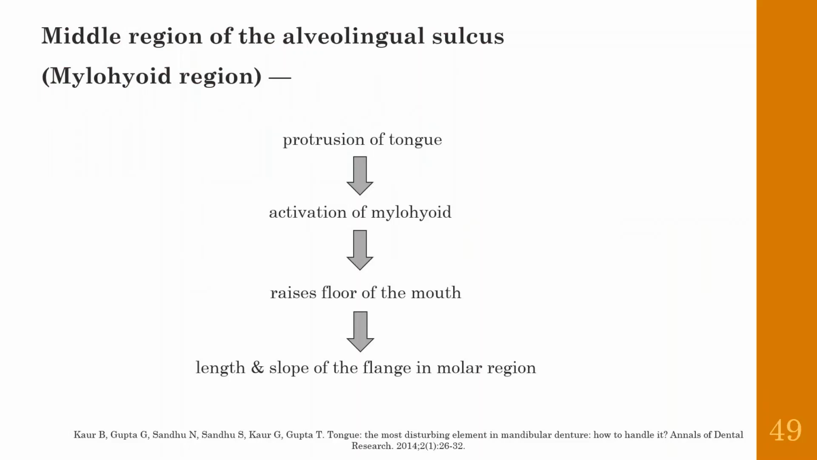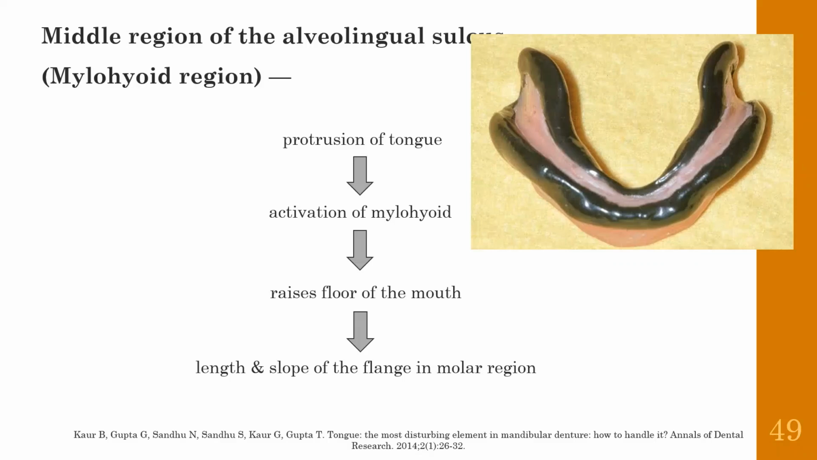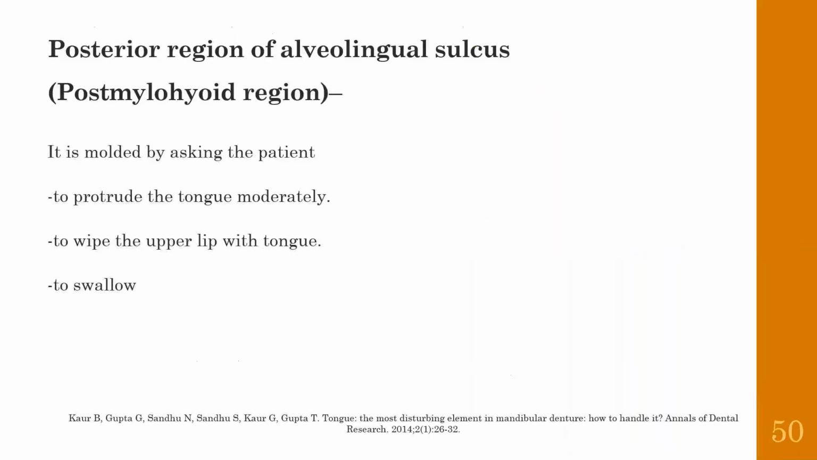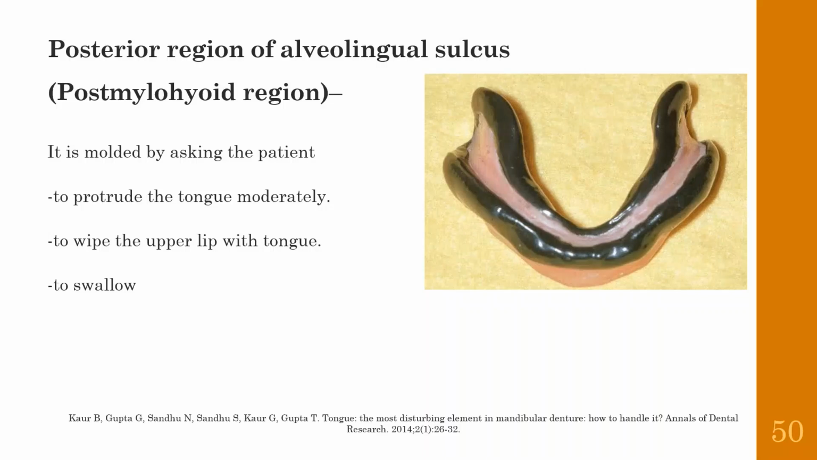Middle region of the alveolar sulcus, the mylohyoid region. The protrusion of the tongue causes the activation of the mylohyoid muscle. It raises the floor of the mouth, which helps in the formation of length and slope of the flange in the molar region. Posterior region of the alveolar sulcus, or the post-mylohyoid region, is molded by asking the patient to protrude the tongue moderately, to wipe the upper lip with the tongue, and to swallow.